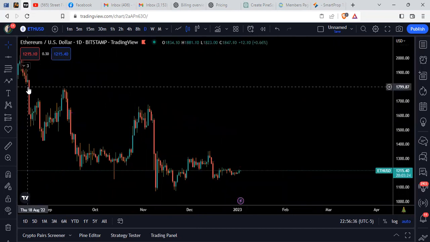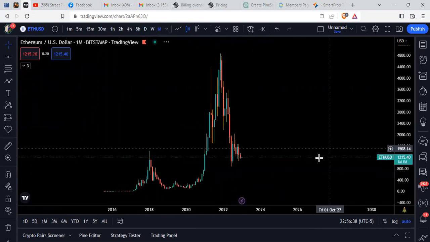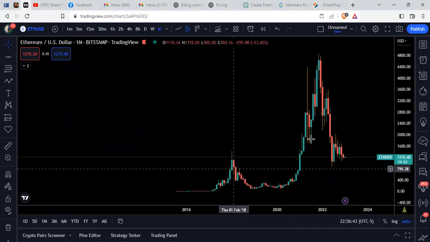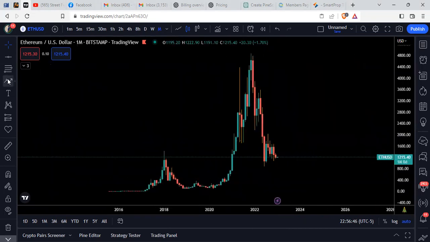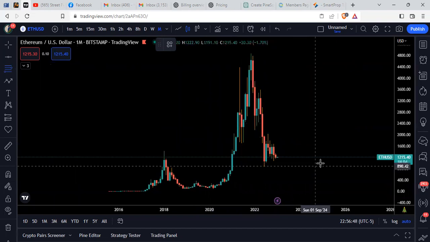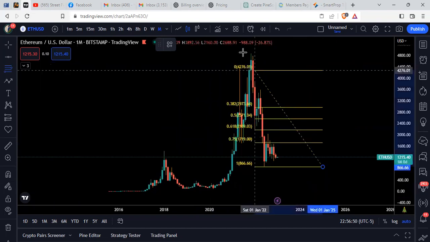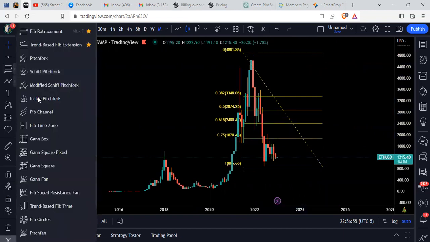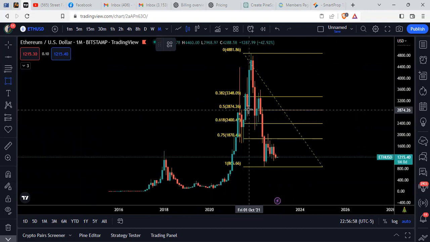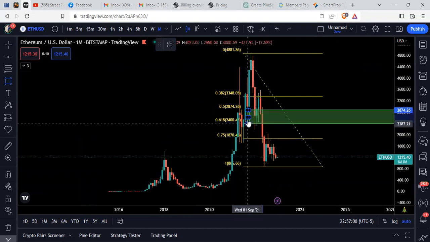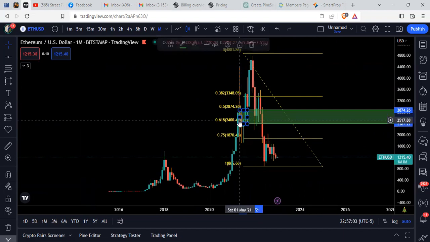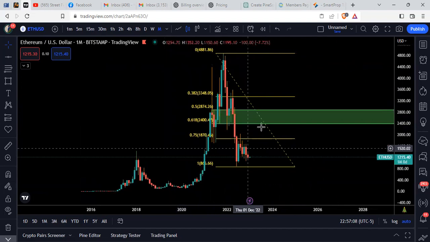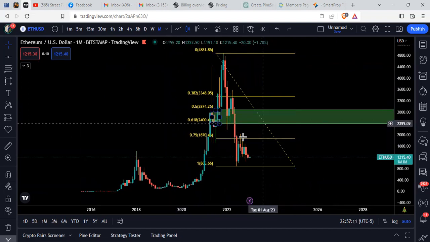We got 3 minutes left. I'm gonna do a speed run through this jump. So let's just draw a fib on the monthly. Right click from here. Let's see what we got. 2,300.